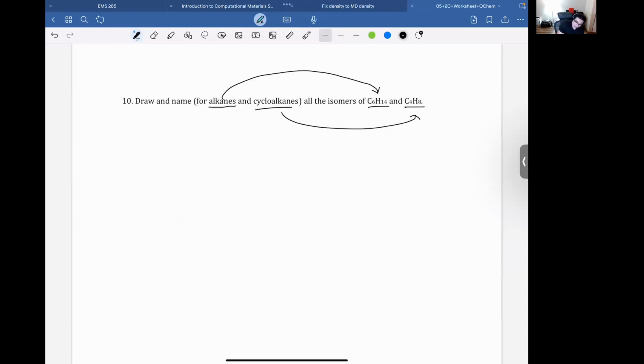So the easiest isomer we can do for C6H14 is normal hexane. 1, 2, 3, 4, 5, 6. So this is your hexane. That is done.